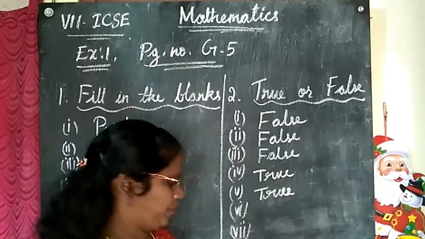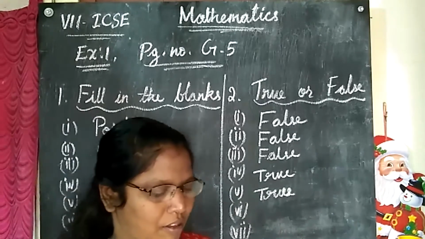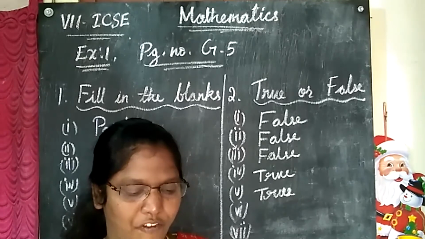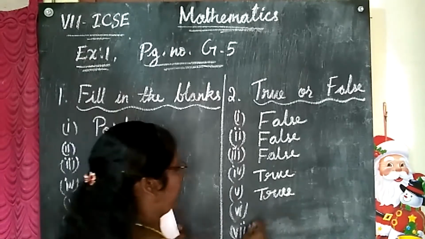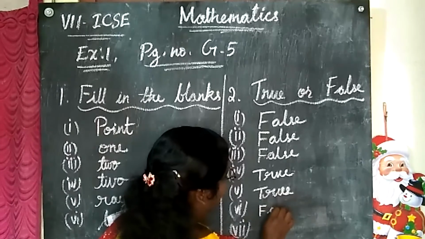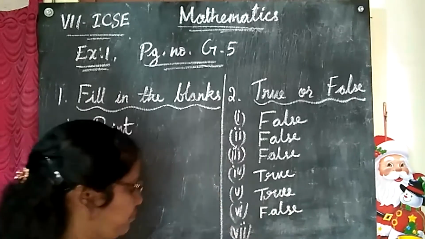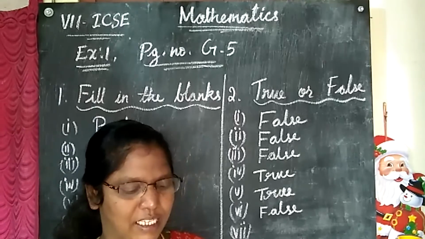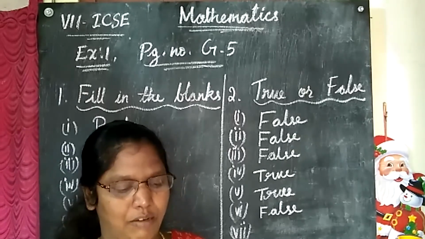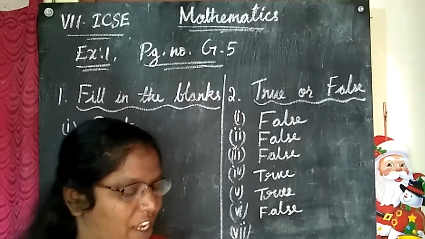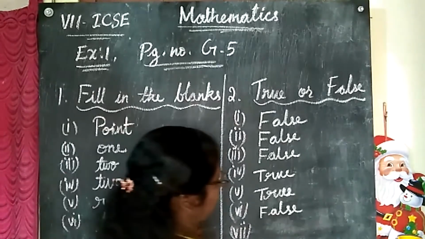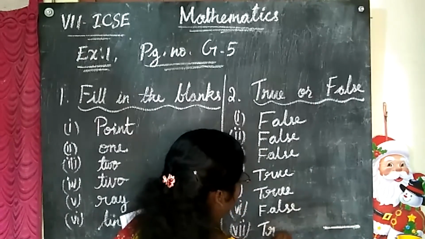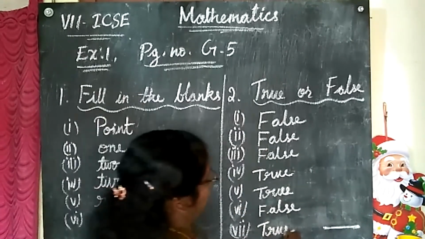Okay, true. Sixth one: Only one ray can be drawn from a given point. No, we can draw many rays. So it is false. Seventh one: The length of a line segment is the distance between its endpoints. This is the distance, is it? So it is true.